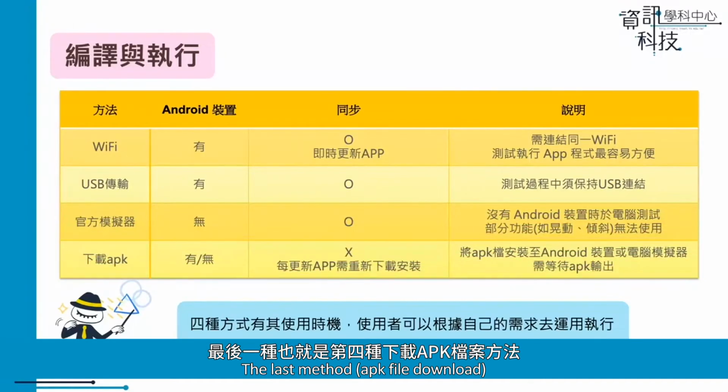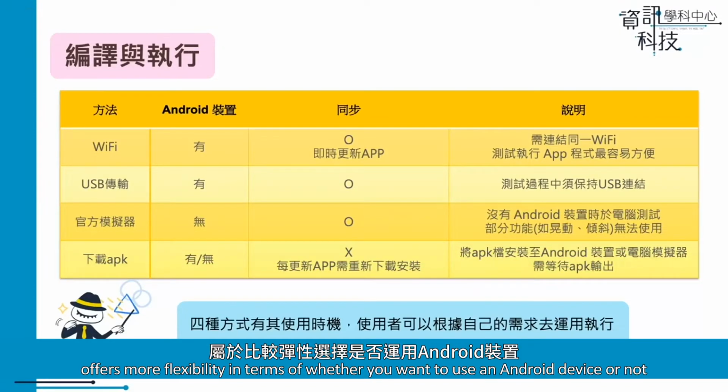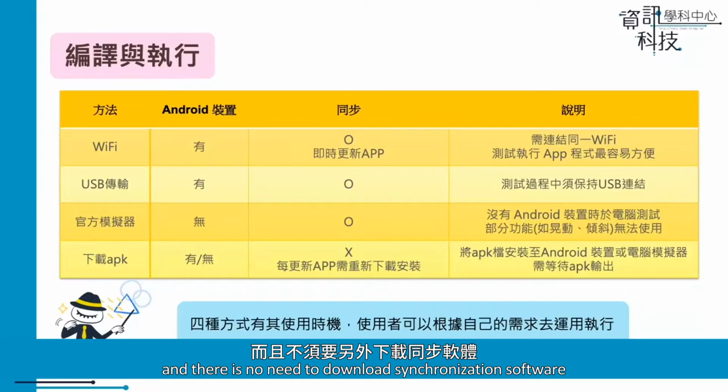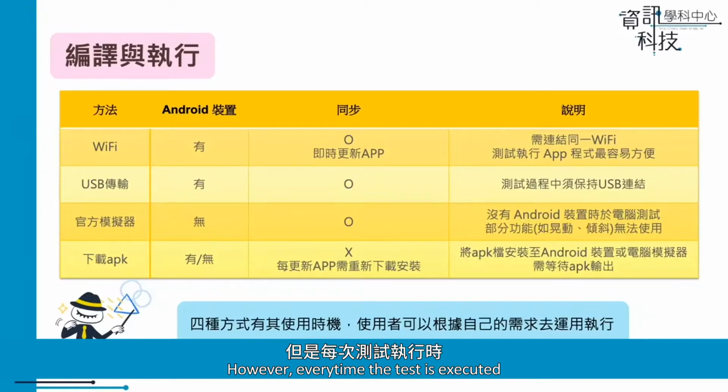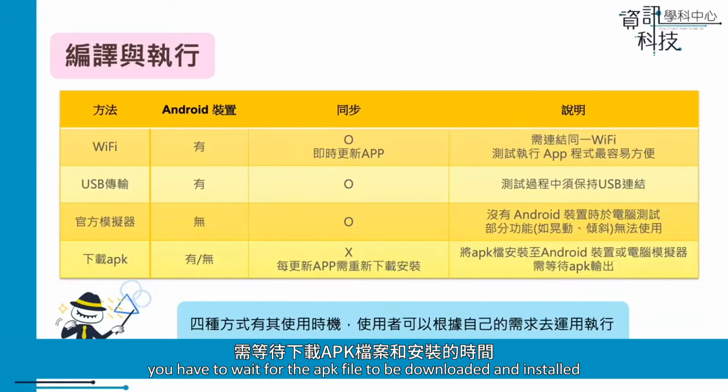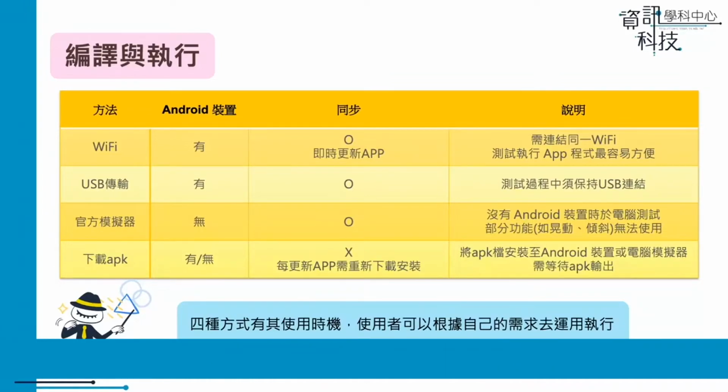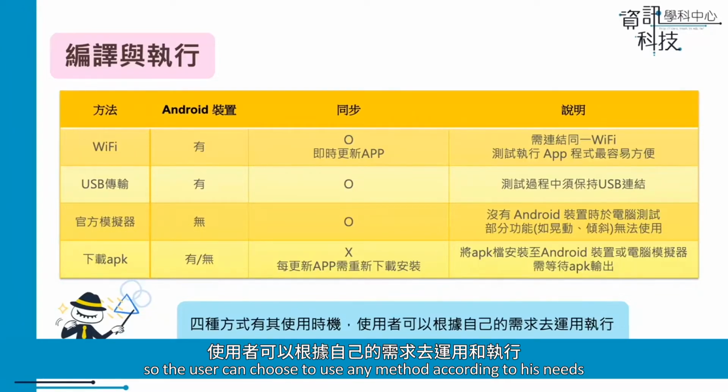The last method, APK file download, offers more flexibility in terms of whether you want to use an Android device or not, and there is no need to download synchronization software. However, every time the test is executed, you have to wait for the APK file to be downloaded and installed. The four methods apply to different situations, so the user can choose to use any method according to his needs.